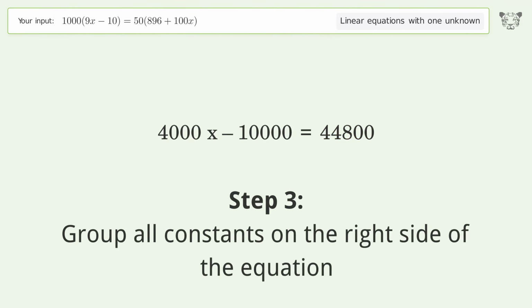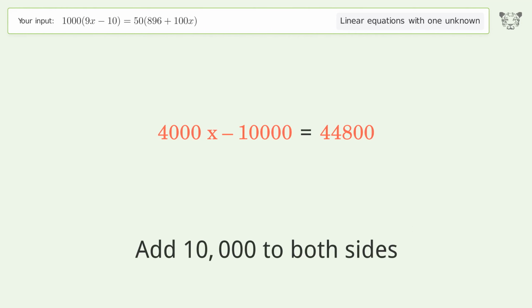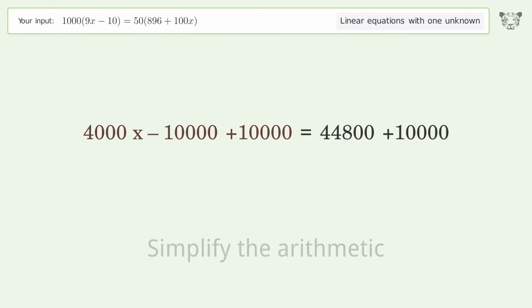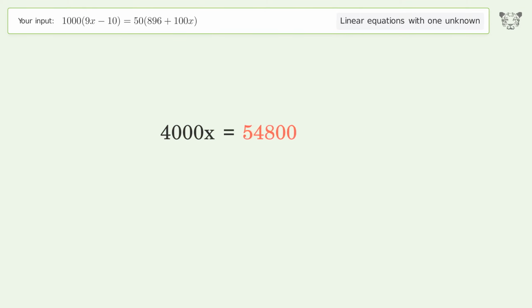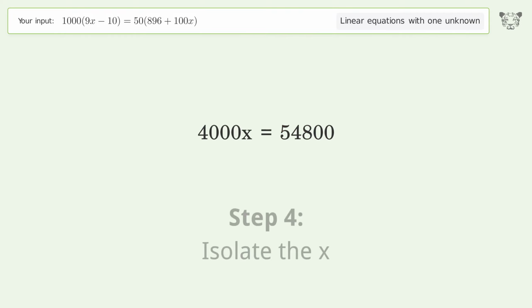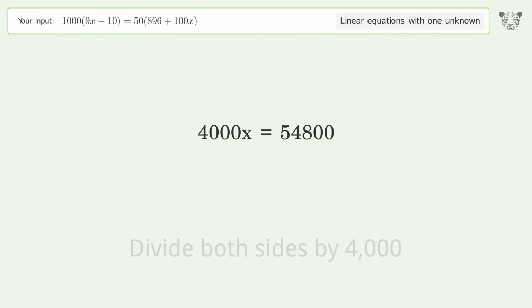Group all constants on the right side of the equation. Add 10,000 to both sides. Simplify the arithmetic. Isolate the x. Divide both sides by 4,000.